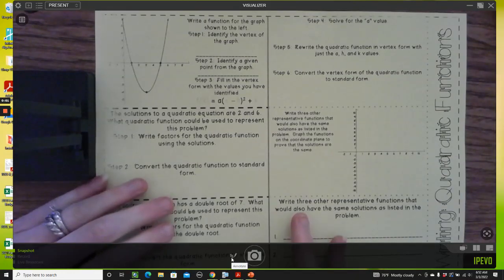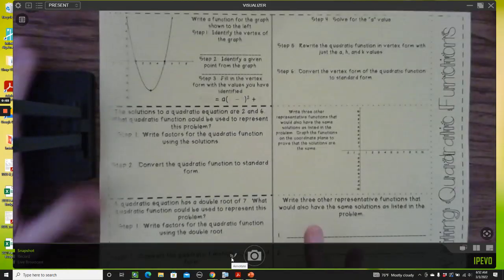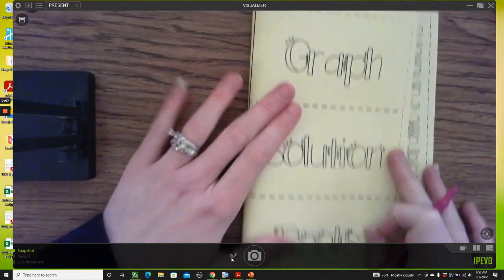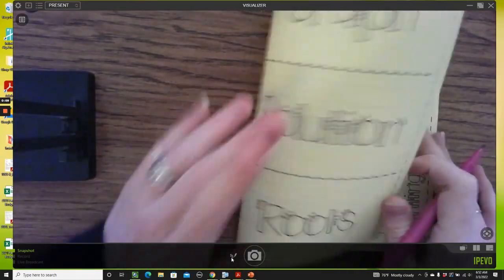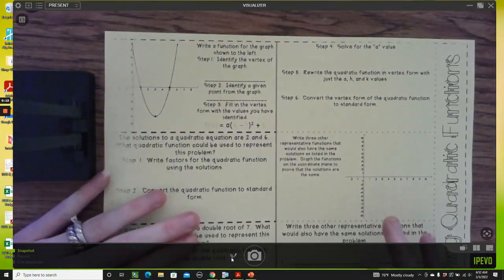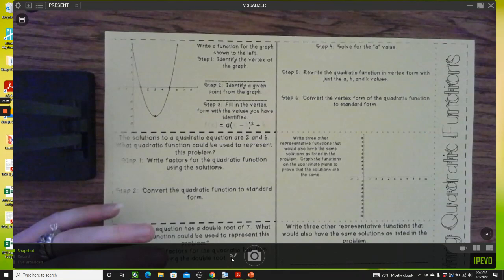This video is for writing quadratic functions. So the first thing we're going to do, we're going to write quadratic functions from a graph, from a solution, and from its roots. So from a graph, it says write a function for the graph as shown to the left. Identify the vertex of the graph.